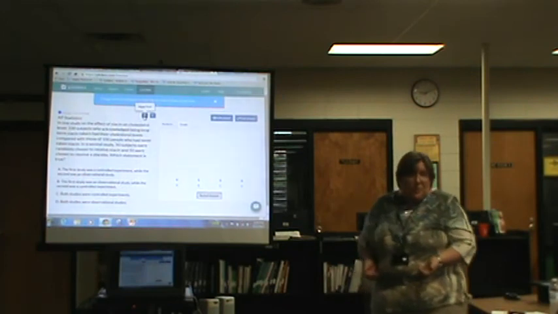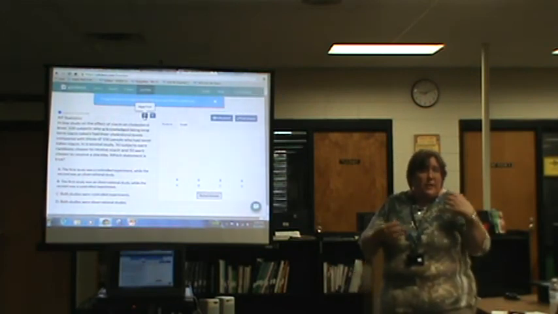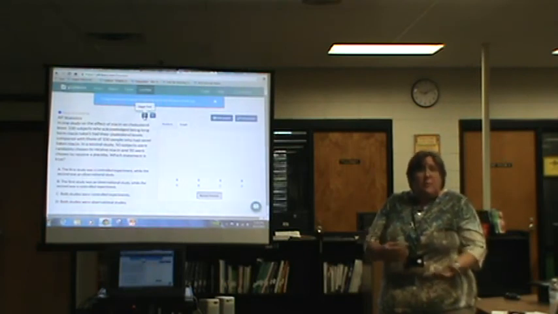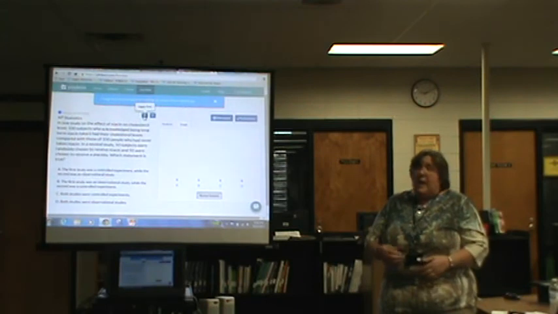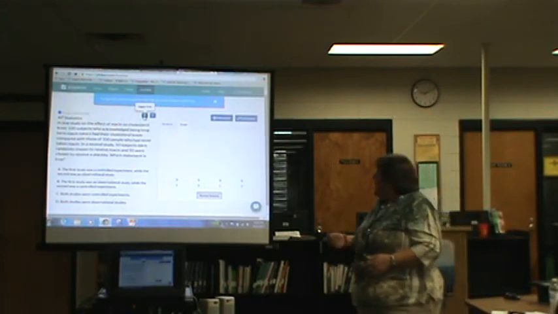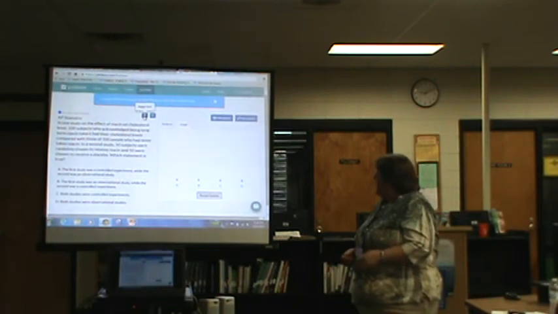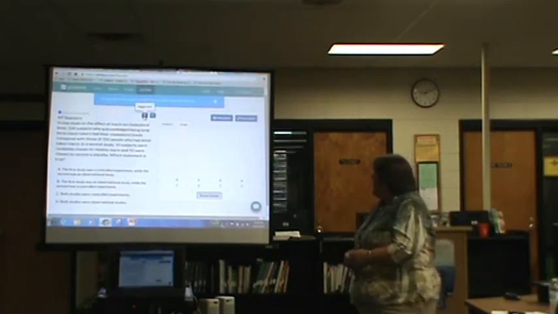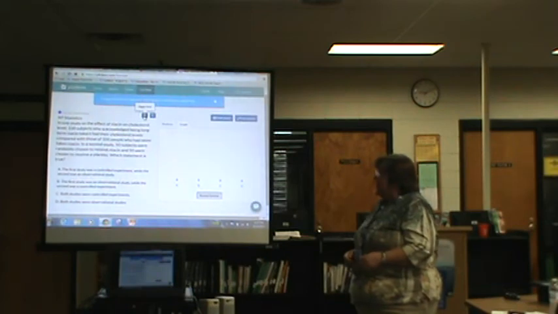Which statement is true? Well, our students have had to be able to tell the difference between an observation, where they would make an inference, and an actual experiment, where they have a control group and a treatment group. So selection A says this first study was a controlled experiment, while the second was an observational study. B, the first study was an observational study, while the second was a controlled experiment. C is both were controlled experiments. D, both studies were observational studies.